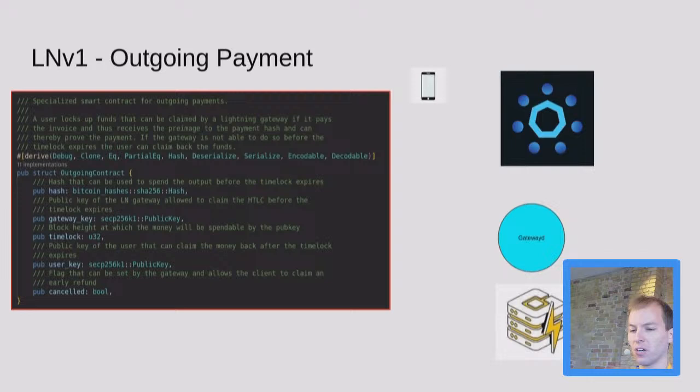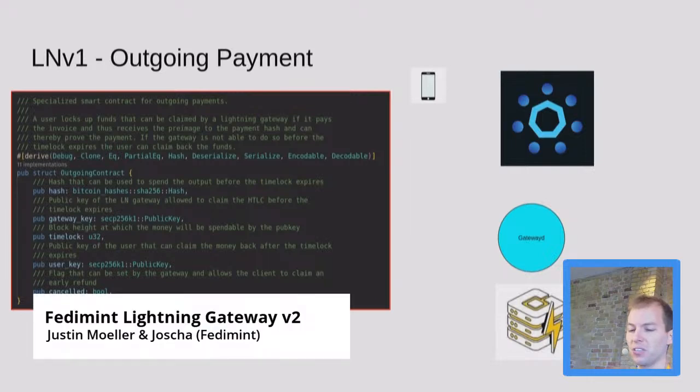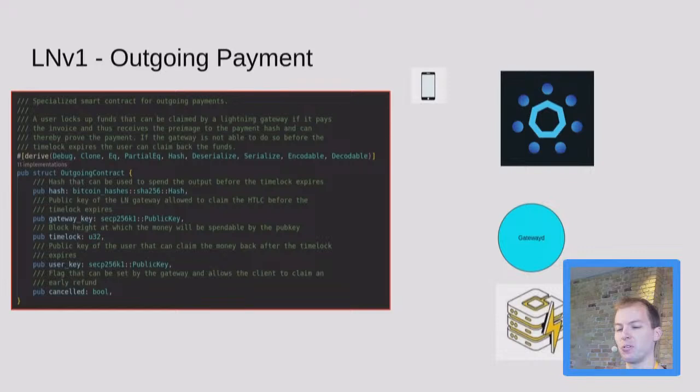User key is used for claiming the money back on a refund case. The cancel flag is used sort of as a short circuit. So it's not a great user experience if the payment fails for the user to have to wait till the timeout to reclaim their money. So what can happen in LNV1 is that the gateway can flip this cancel flag and withdraw their money immediately.